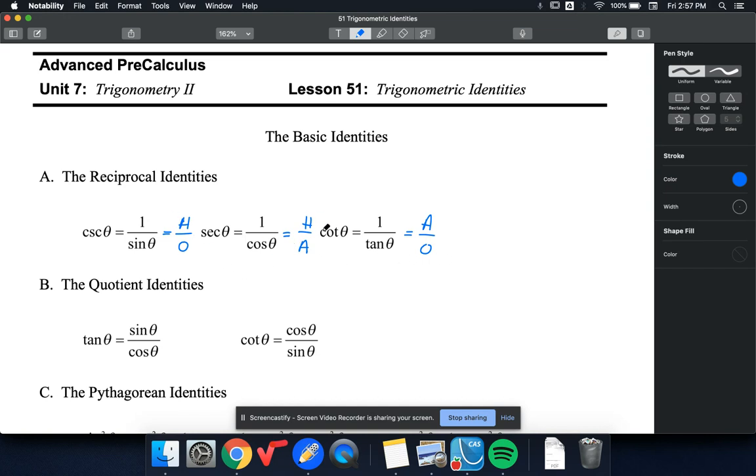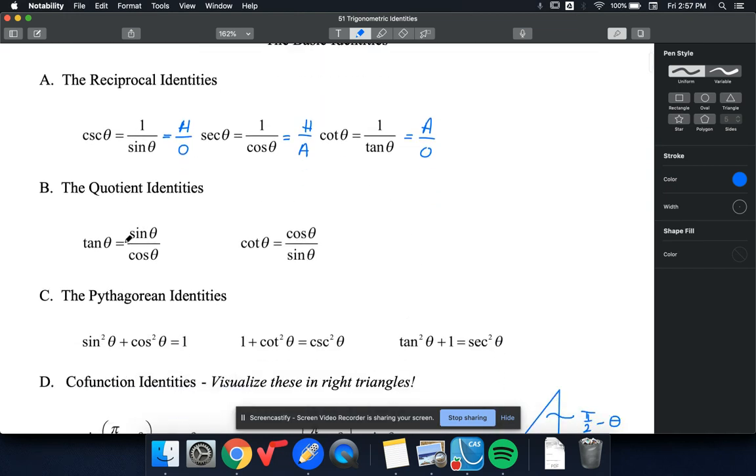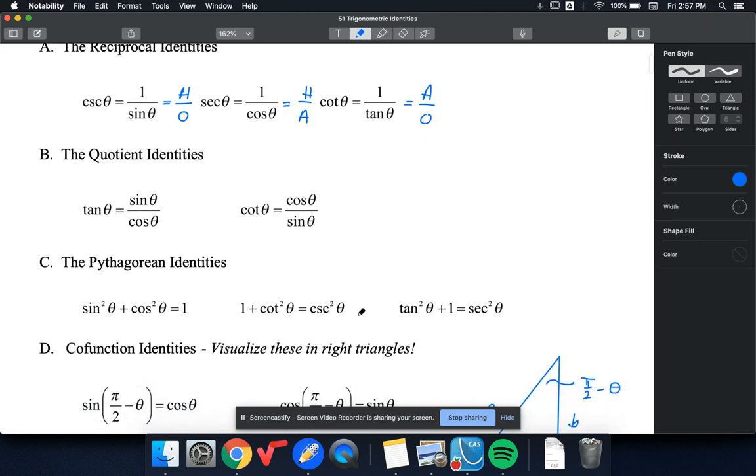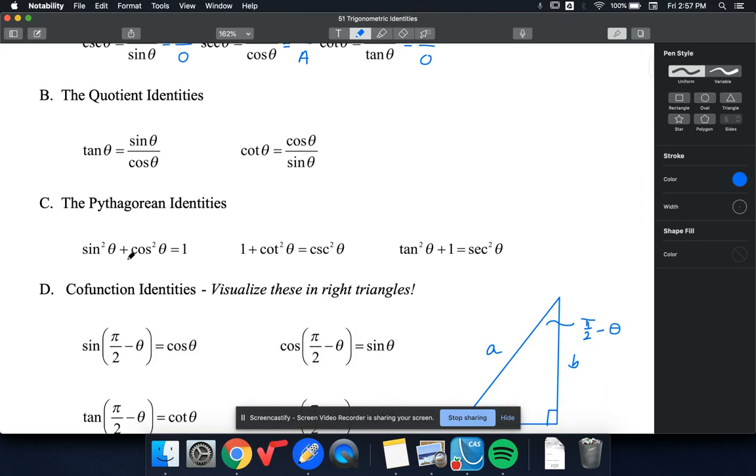So all of these are ratios, and we have quotient identities as well. And both of these you already know, that tan theta is sine over cosine, and similarly cotan is a reciprocal, cosine over sine. Our Pythagorean identity, this is the one we know, but let's think about how I could get this one or this one.